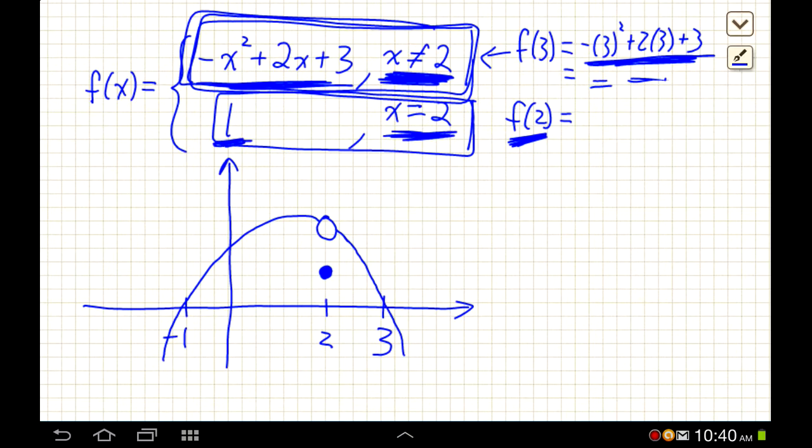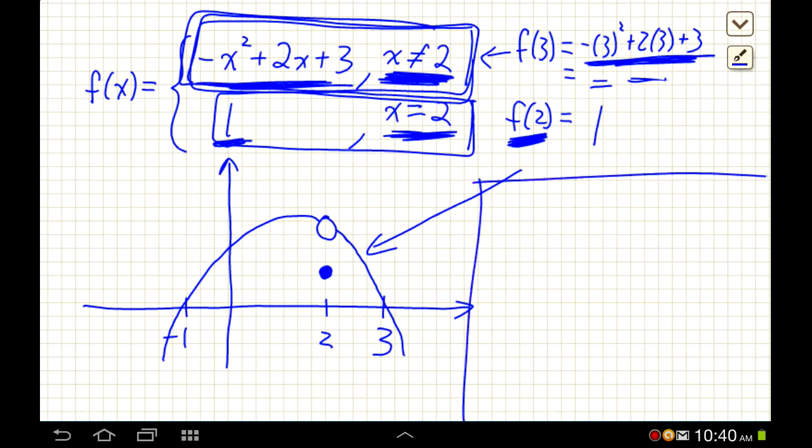That's how you would interpret a piecewise function, and how you would go about evaluating a piecewise function. So when x equals 2, f of 2 equals 1. And we see that on the graph. X at 2 gives us an f value of 1.